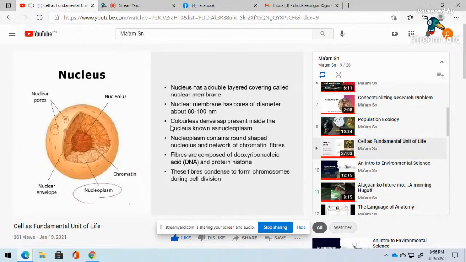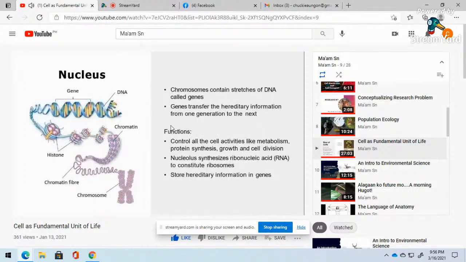The nucleoplasm contains a round-shaped nucleolus and a network of chromatin fibers. These fibers are composed of DNA, or deoxyribonucleic acid, and the protein histone. These fibers condense to form chromosomes during cell division. The nucleus contains the chromosomes.